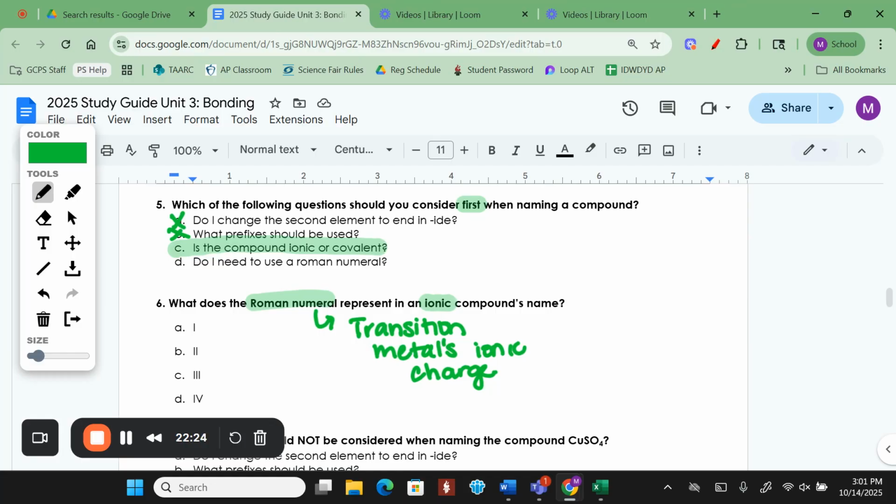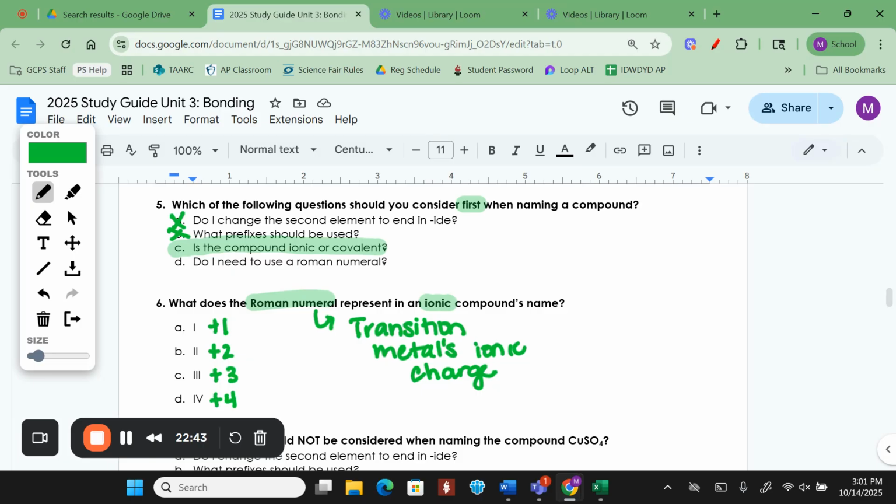Now you need to remember the charges that go with the Roman numerals. If we have a single I, it becomes +1. Double I becomes +2. Triple I becomes +3. And IV represents +4.